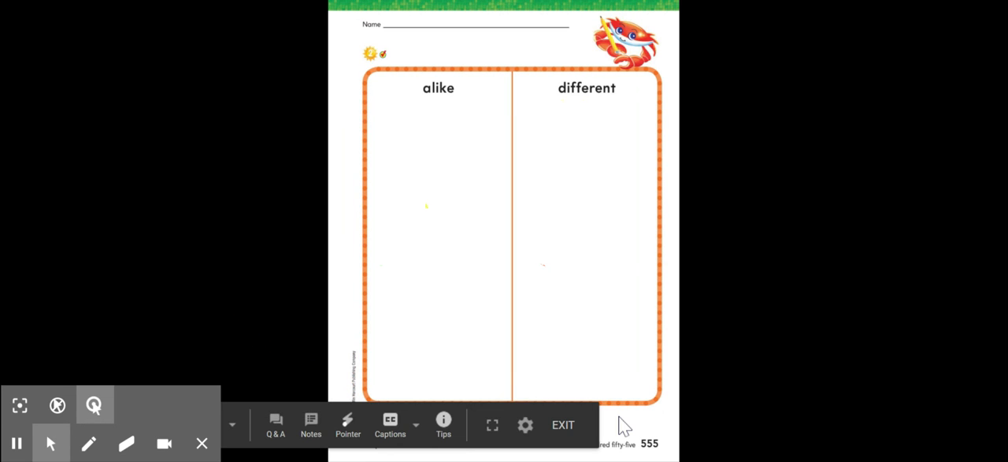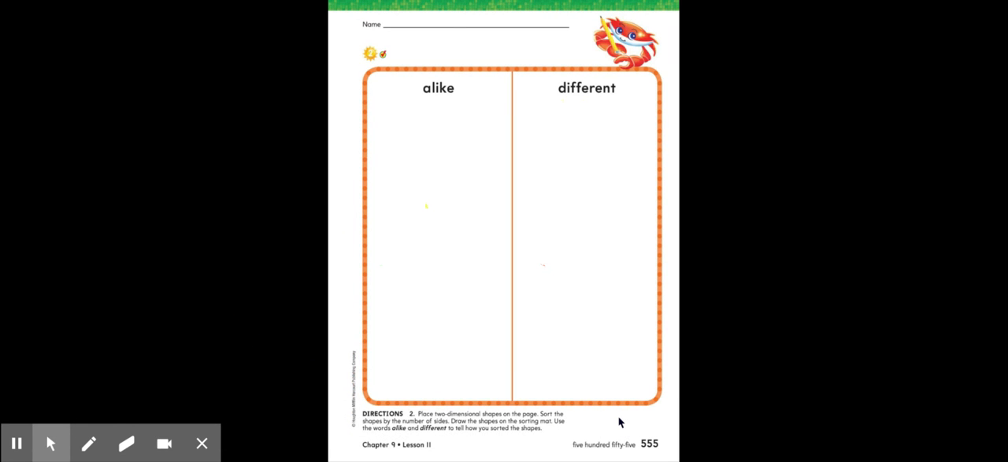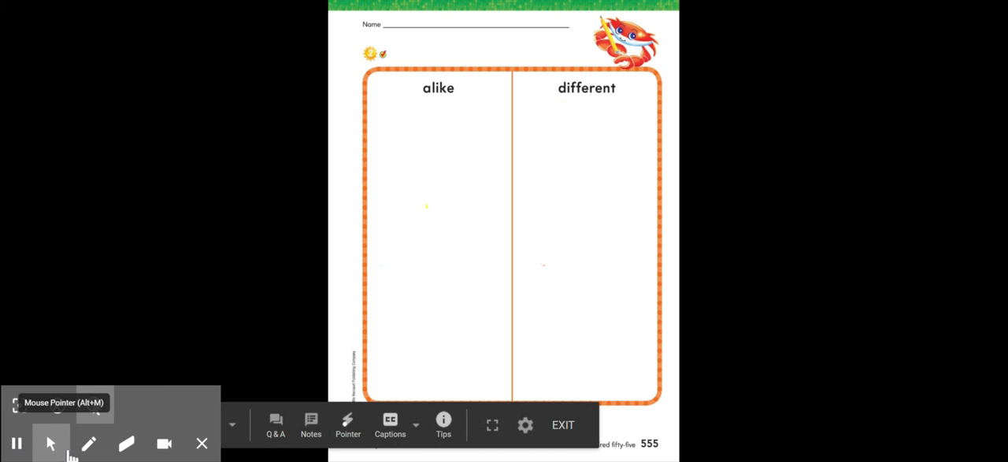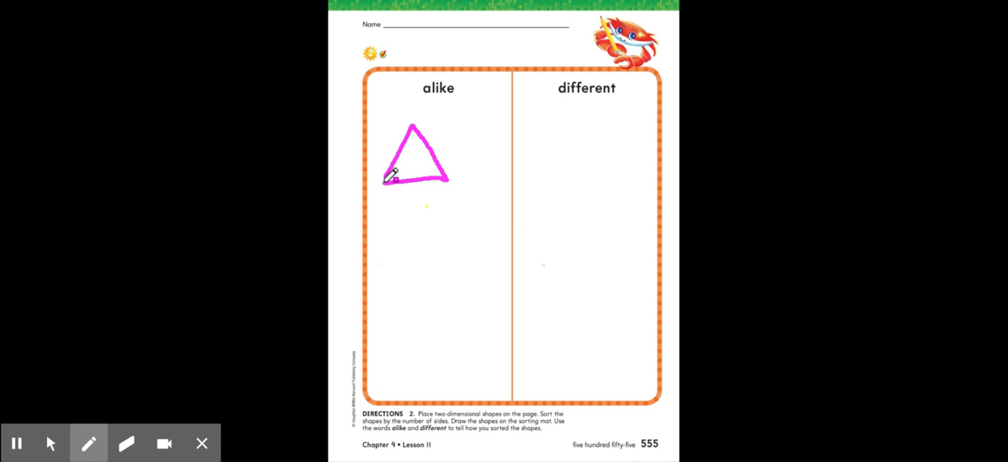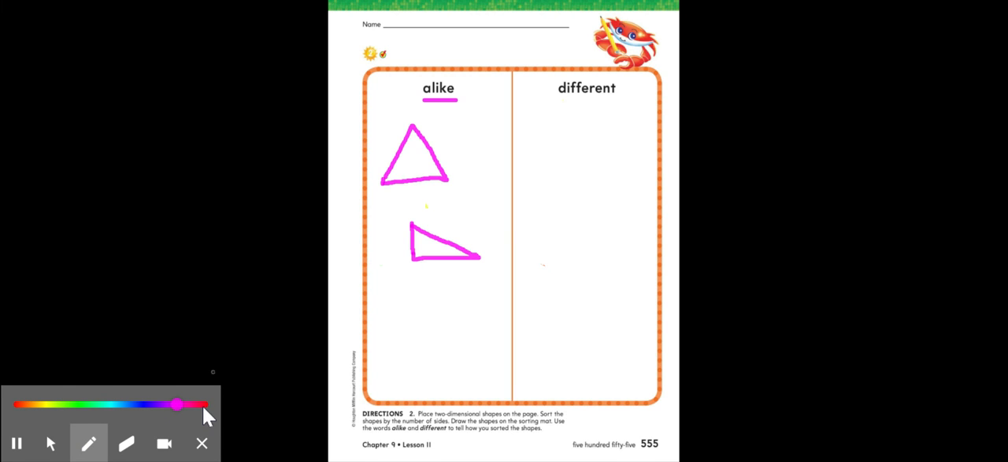Page 3. Now, again, they ask us to sort shapes that are alike and different. I'm going to draw some triangles on this side of my sorting mat. They are alike or similar because they have 3 sides and 3 vertices. Even though they don't look exactly the same, they still have all the attributes of a triangle. 3 sides and 3 vertices.